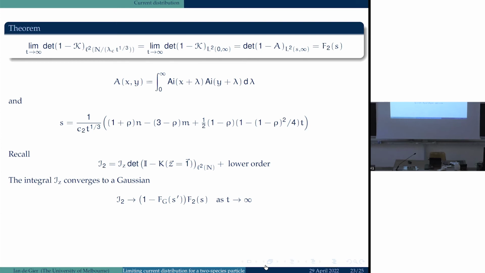So that follows for this particular model, and we get that this type of integrals over these determinants converge to a product that involves a Gaussian and the GOE distribution in S, where S is an eigenmode of the system. For example, S is this combination of the number of plus particles times a coefficient, the number of minus particles times a coefficient, and then T times a coefficient, divided by T to the 1/3. So this is some particular combination of N, M, and T divided by T to the 1/3 that converges when T goes to infinity. So if you look at that scaling limit, you'll get out these distributions.